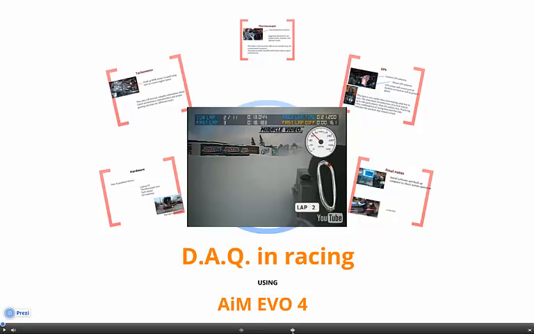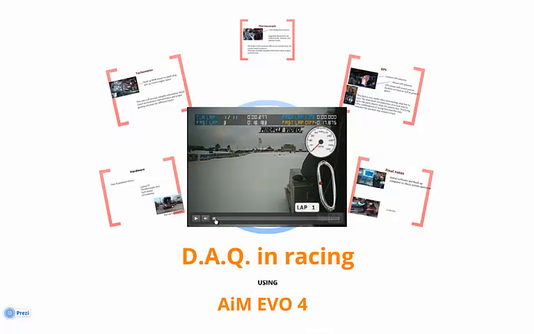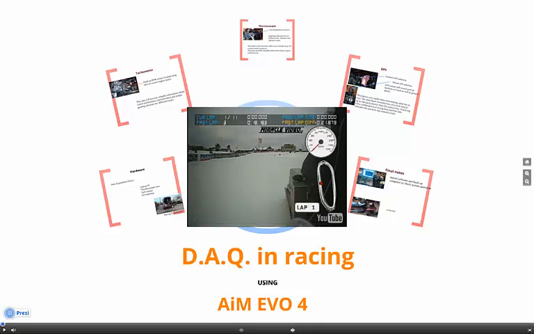Data acquisition will serve as your eyes, ears, and stopwatch keeper as you practice taking a few laps. Using data acquisition can afford you similar advantages as having your own highly trained pit crew as observers.